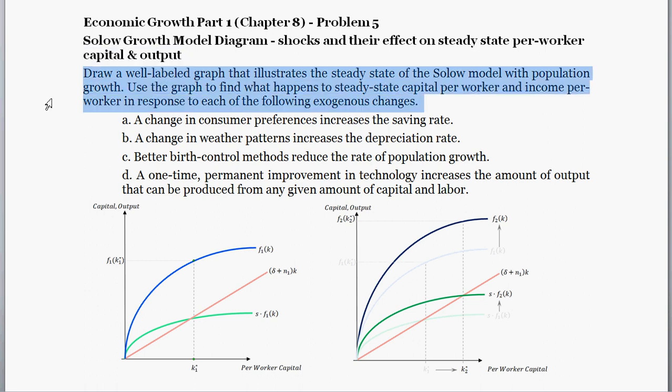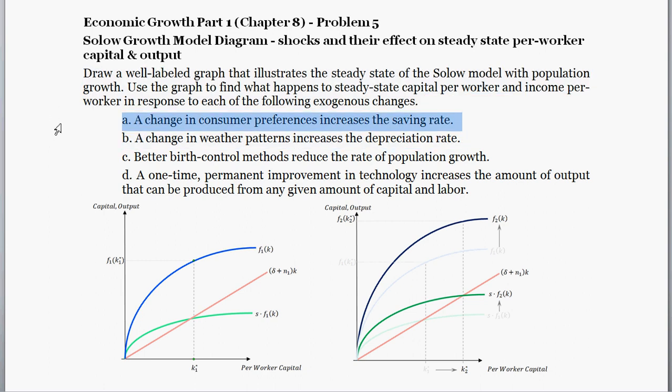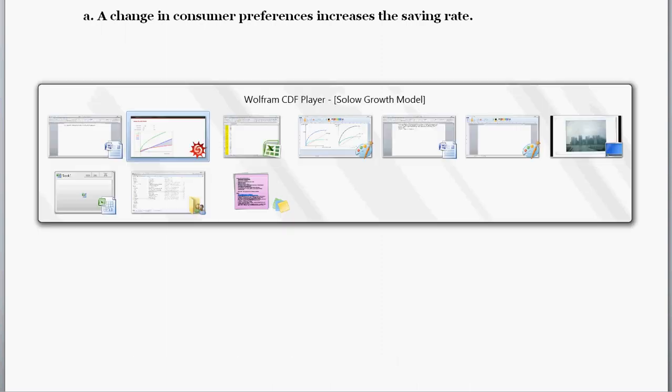The question asks: draw a well-labeled graph that illustrates the steady state of the Solow model with population growth. Use the graph to find what happens to steady state capital per worker and income per worker in response to each of the following exogenous changes. Starting off with a change to consumer preferences that increase the savings rate. So, an increase in the savings rate. How do we show that? There's a new savings rate that's going to be higher than our initial.